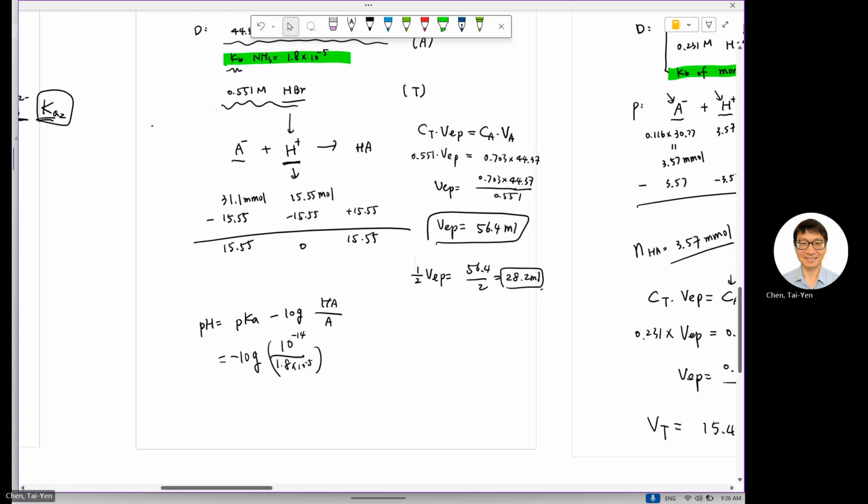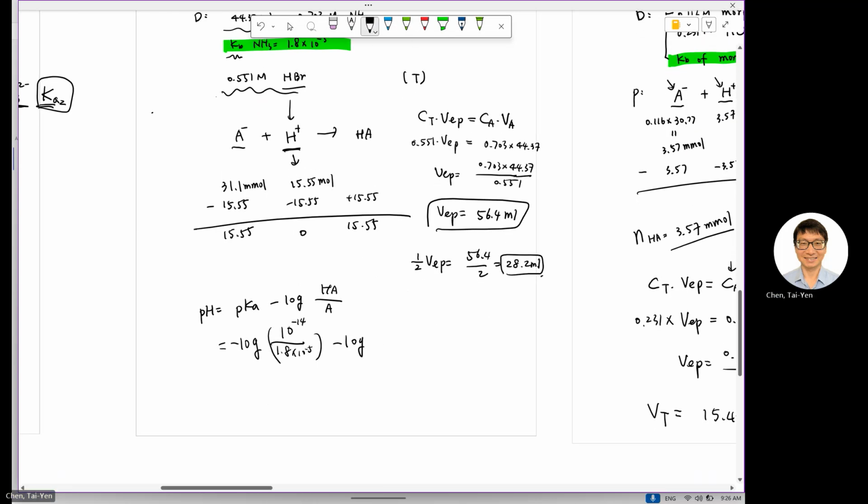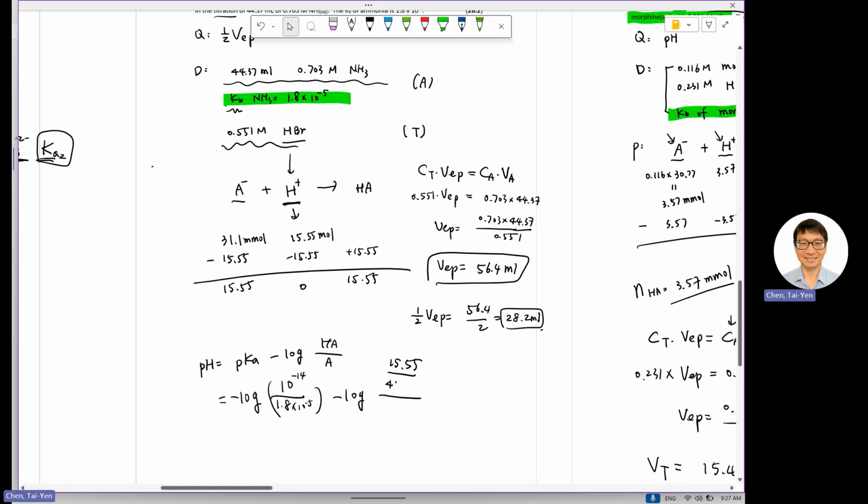Second term, negative log. What's your acid concentration? Well, the mole of your conjugate acid in this case is 15.55 divided by the total volume, which will be 28.2 plus 44.37 plus 28.2. Right, so that will be your conjugate acid concentration. For your conjugate base, it's exactly the same.